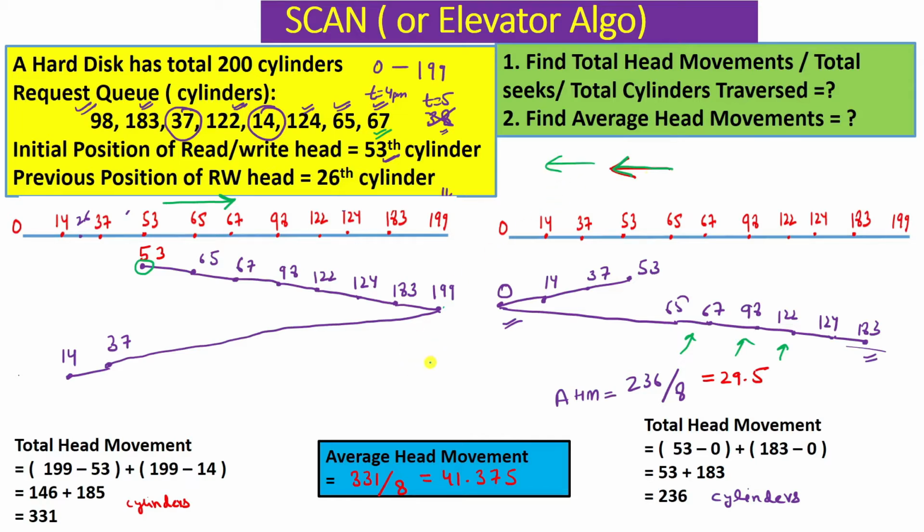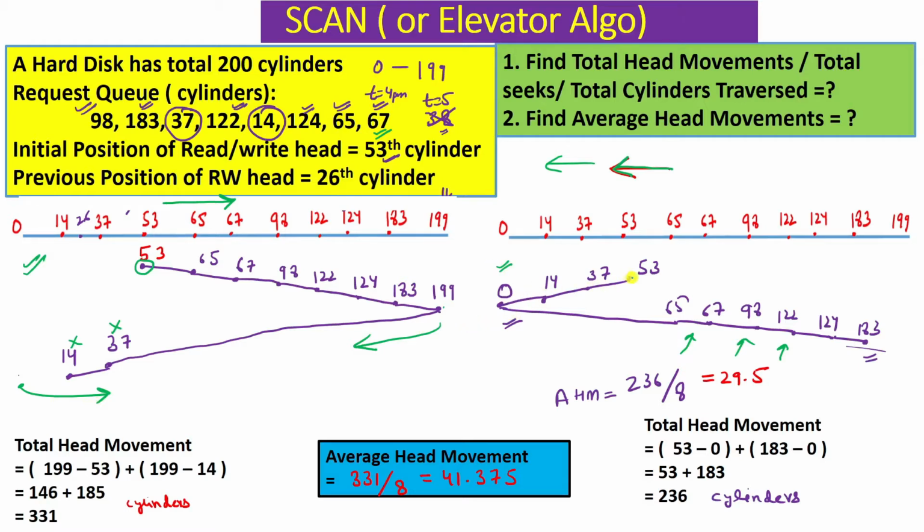Now basically in C-scan, if we talk about this example and we are moving in this direction, then this 53 to 199 will be the same in C-scan. But when we are returning, we will not entertain 14 and 37. We will go to 0, the last position, and then we change our direction again. Then we will entertain 14 and then 37.